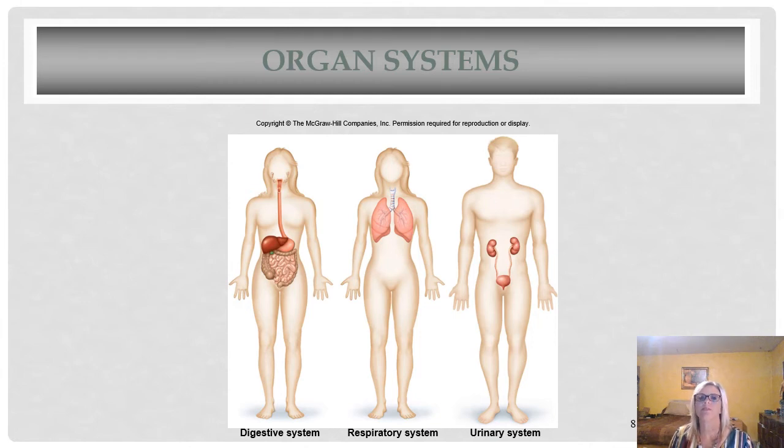The urinary system includes kidneys, ureters, bladder, urethra. The main function is to maintain water and electrolyte balance and remove waste.